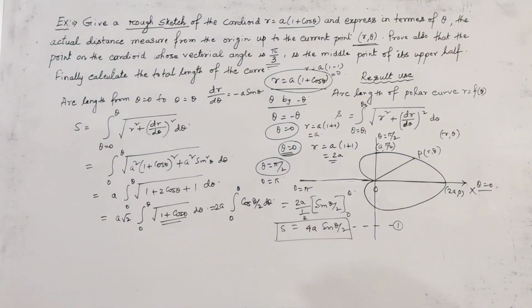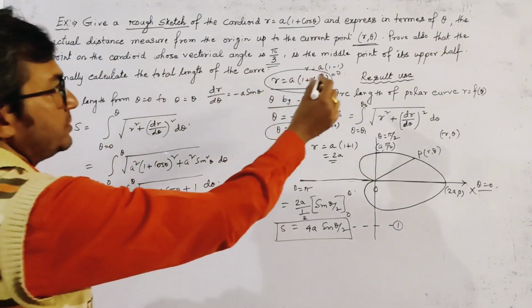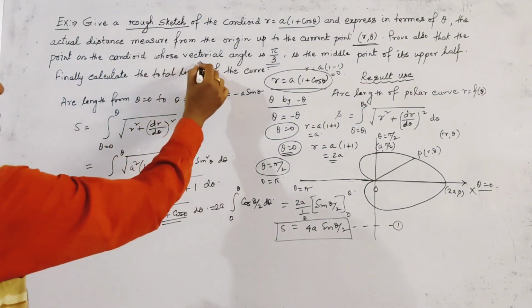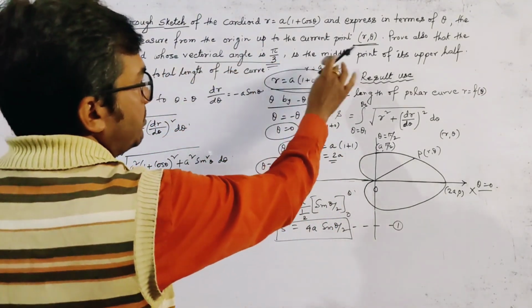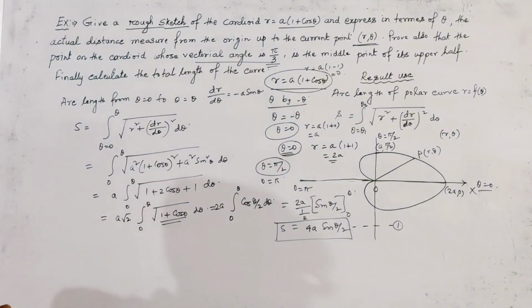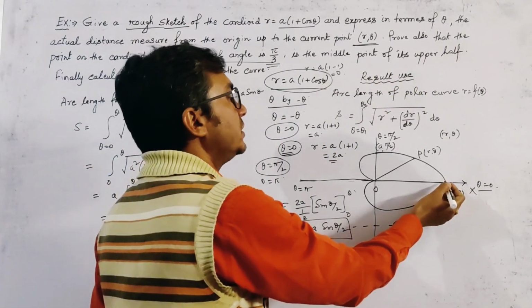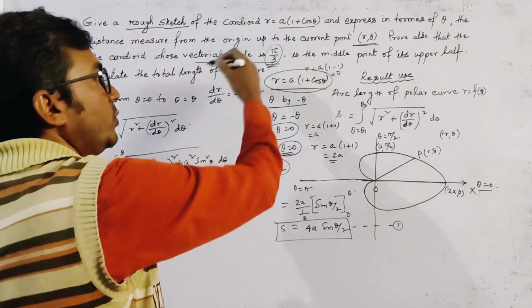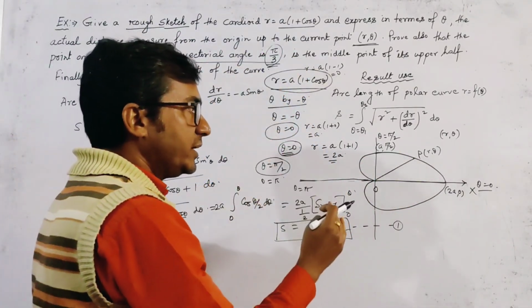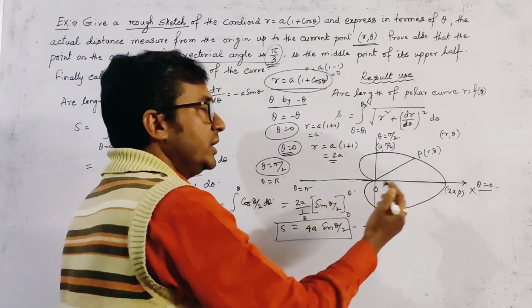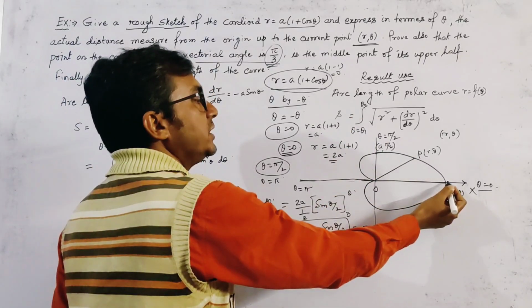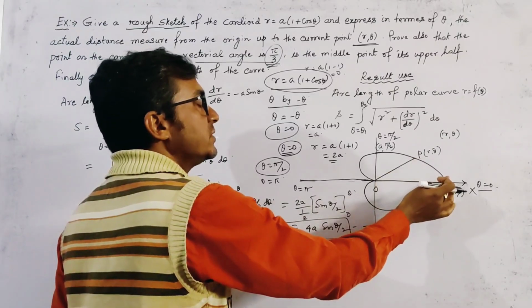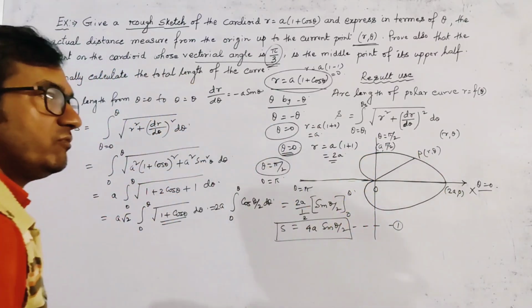Now to prove the second part, it is given: prove also that the point on the cardioid whose vectorial angle is pi by 3 is the middle point of the upper half. It is clear that to prove the middle point of the upper half, at the point theta equal to pi by 3, we have to find the total length of the upper half. Here we integrate from theta equal to 0 to theta equal to pi, because the upper half is from theta equal to 0 to theta equal to pi.